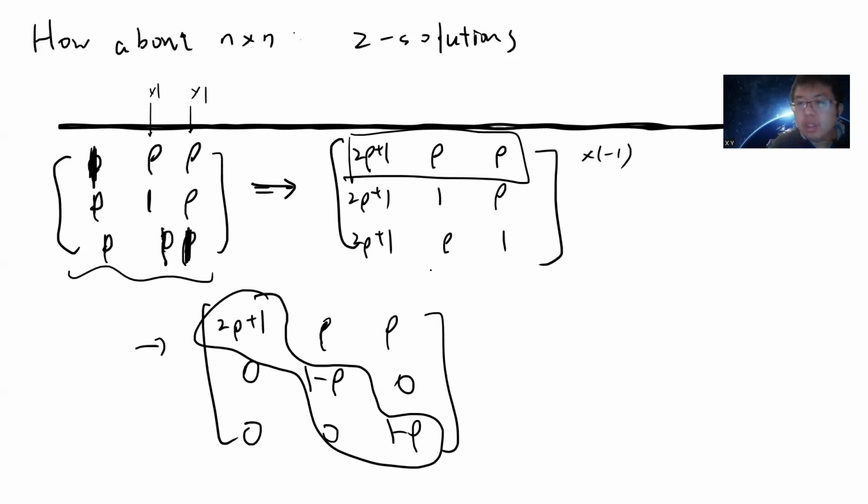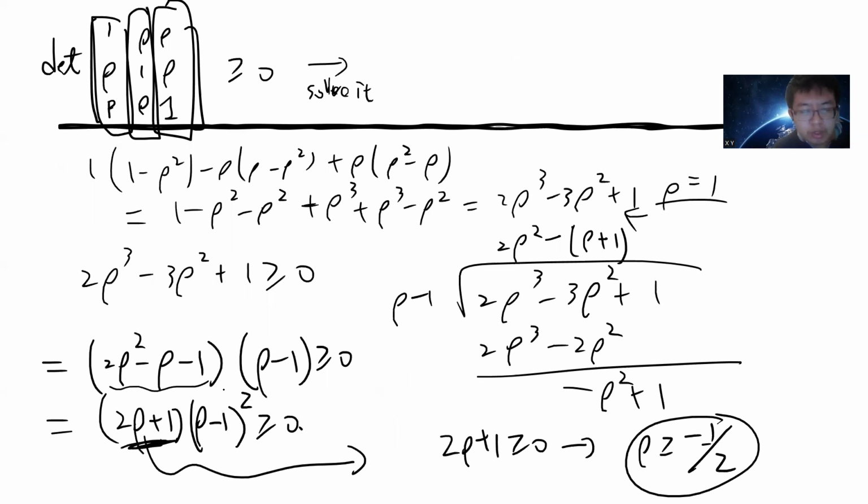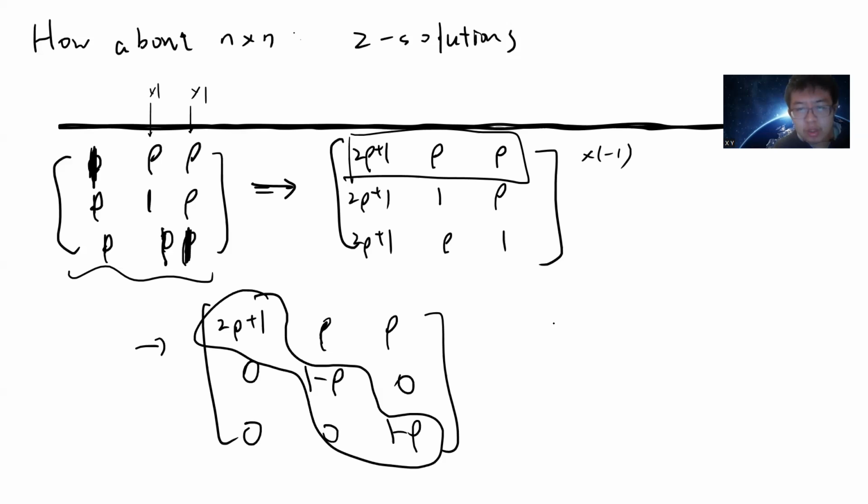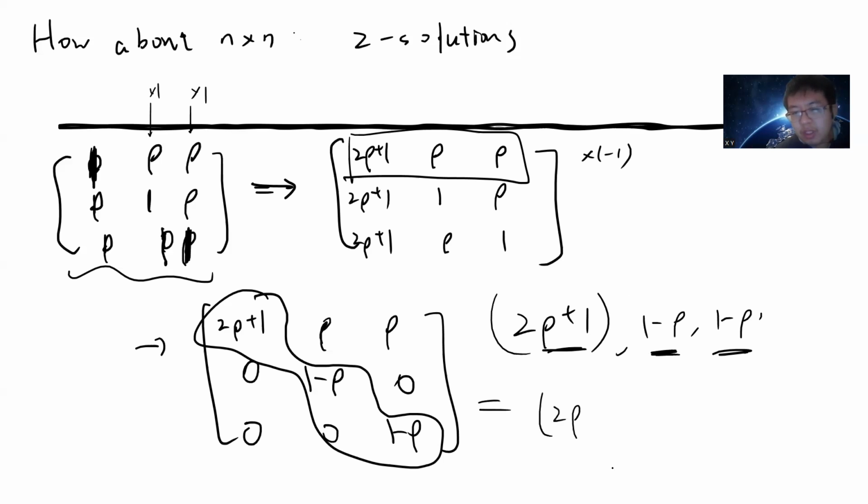As we know, it's the same as this: (2ρ + 1)(ρ − 1)². So it's 2ρ + 1, and the 1 − ρ part is not important: it's 1 − ρ, 1 − ρ. So you can directly see that the answer must be (2ρ + 1)(1 − ρ)². So we should prove that ρ is greater than or equal to −0.5, if you just know the trick.